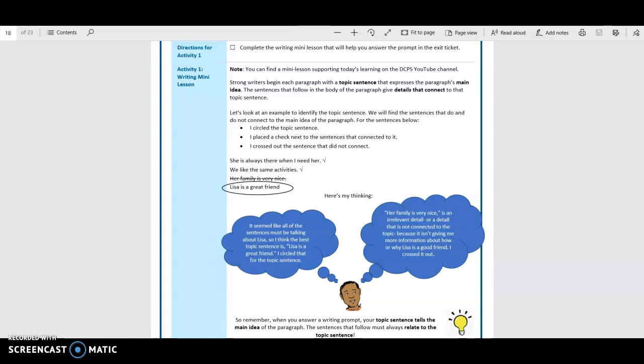So strong writers begin each paragraph with a topic sentence. A topic sentence expresses the paragraph's main idea. The sentences that follow in the body of the paragraph give details that connect to the topic sentence. Let's look at an example to identify the topic sentence. We will find the sentences that do and do not connect to the main idea of the paragraph. For the sentences below, I circled the topic sentence. I placed a check next to the sentences that connected to it, and I crossed out the sentence that did not connect.